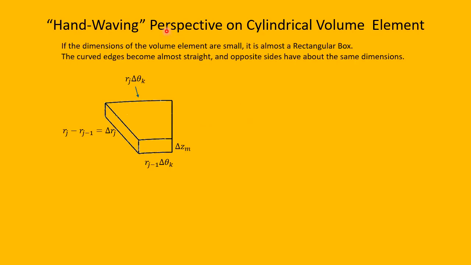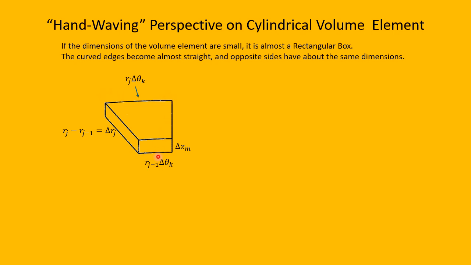Let's look at that calculation we just saw from a different perspective. This is not quite as rigorous, so maybe a little bit of hand waving here, but a hand waving perspective on cylindrical volume elements. Here is that volume element that we just saw. And if the dimensions of the volume element are small, if these delta whatevers are all small, this will be almost a rectangular box.